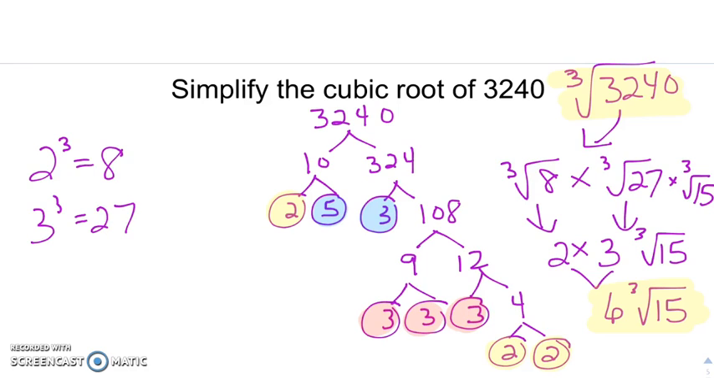So now I've showed you yesterday and today how to do both estimating squares and cubes of non-perfect square roots and cubic roots, and also simplifying non-perfect squares and cubic roots. You'll need to do both when expressing your answer in geometry.